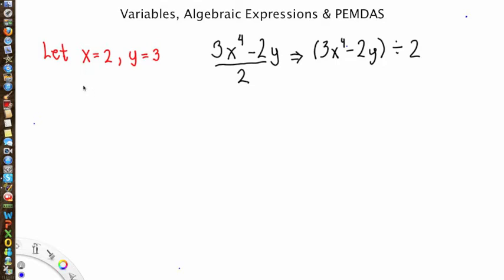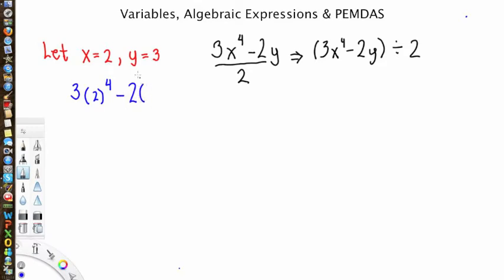Now, the first step of solving is simply rewriting our mathematical expression. We're going to take 3 and substitute x with 2, and I'm just putting parentheses there to emphasize that this 2 used to be the variable x, to the 4th power, minus 2 times y, and y is 3 now. And all of that will be divided by 2.